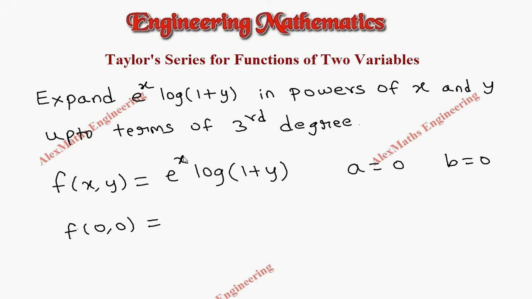Now let's find f of 0 comma 0. When I put 0 for x, e power 0 will become 1, and when I put y as 0, I'll get log 1. Log 1 is 0. So e power 0 into log 1, anyway, log 1 is 0, so the total term is 0.